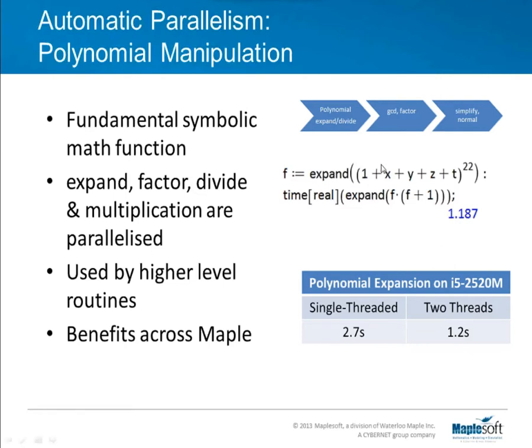Here, for example, I'm expanding a high-order polynomial and timing how long it takes to compute. Now, Maple will automatically split the calculation of this across all of the cores of your computer. However, there are tools in Maple which allow you to restrict the number of cores Maple uses as well. If I restrict Maple to using one core, this calculation took 2.7 seconds on my laptop. If I allowed Maple to use 2 cores, it took less than half that time, 1.2 seconds. Again, that's a real tangible time savings.